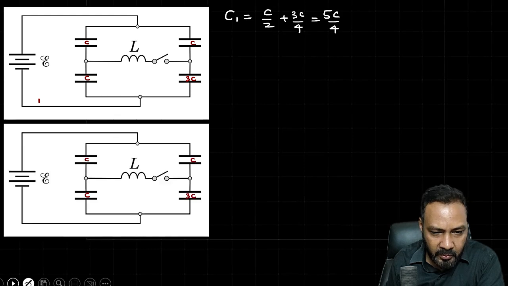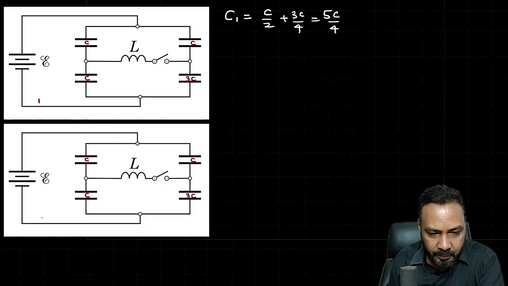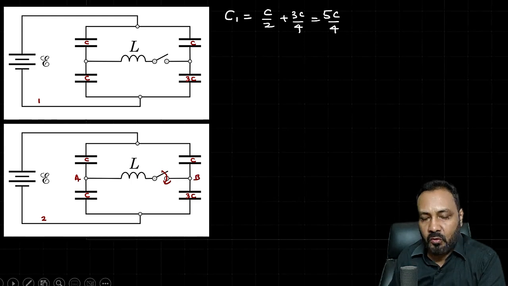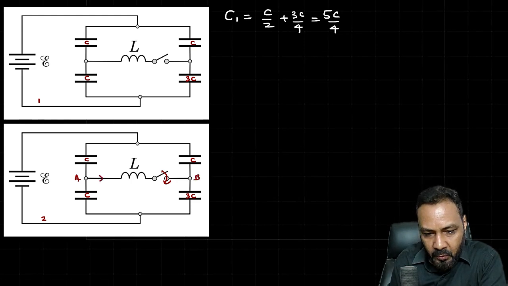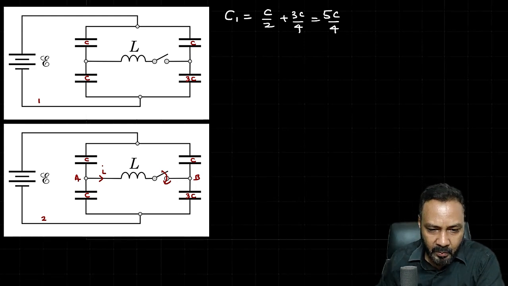And now this is the final state. In this final state, this switch S is closed. And suppose this is a point A and this is a point B. So a current has started flowing. We have to find what is the maximum value of this current through the inductor.